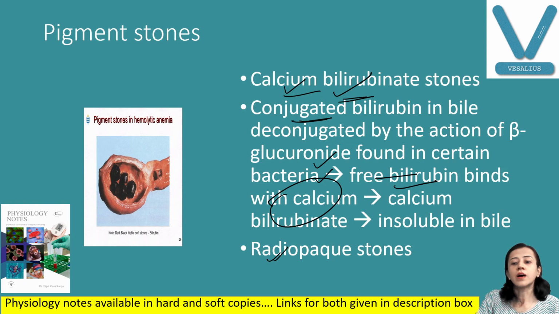Radiolucent means they give a black color. Radio-opaque means they look slightly whitish, and so they can be easily differentiated on the X-ray.